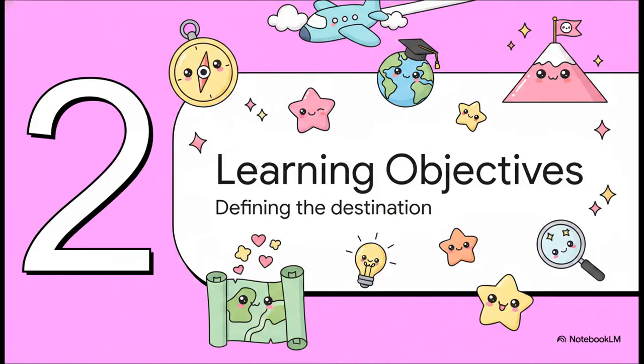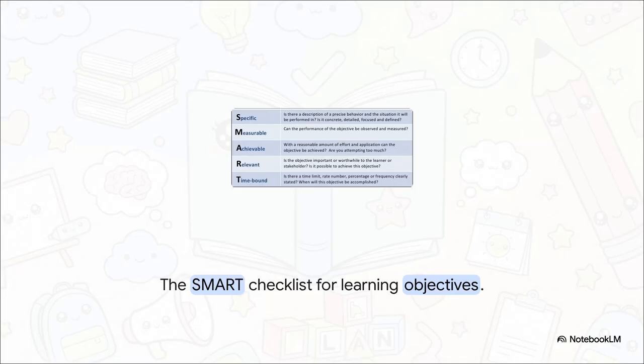Moving on to Section 2, setting clear learning objectives. Okay, you have very likely heard of SMART goals before, right? Well, they are absolutely critical here. Is your objective specific? Meaning, is there a precise behavior? Is it measurable? Can you actually observe it happening? Is it achievable for your specific students? Is it relevant and worthwhile? And is it time-bound? Running every single one of your objectives through this strict checklist transforms them from just wishful thinking into concrete, attainable destinations.